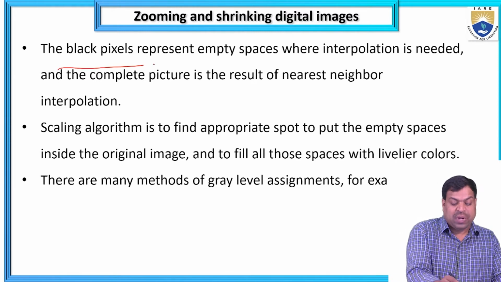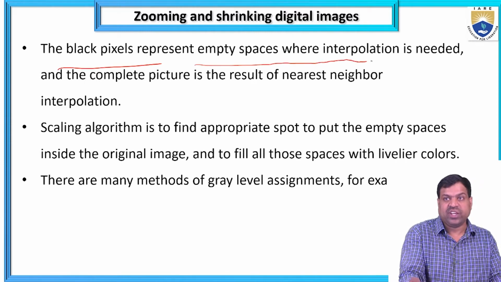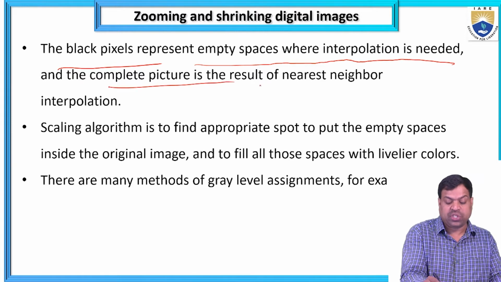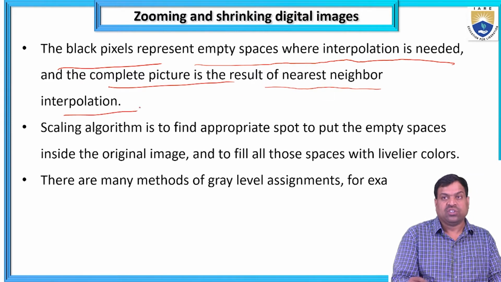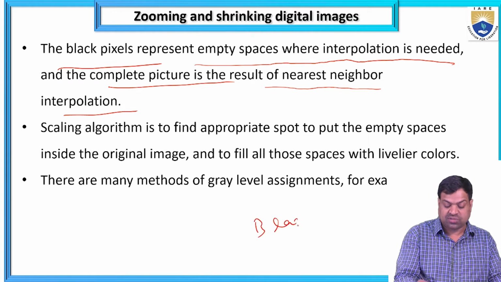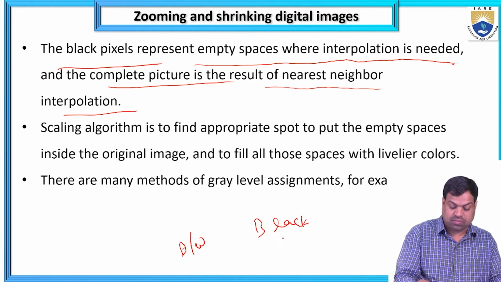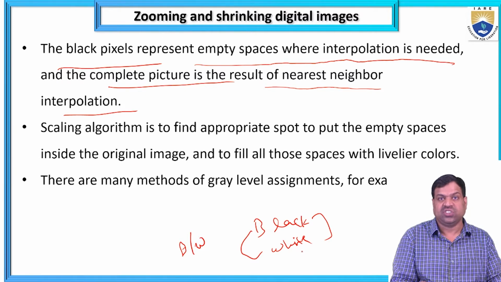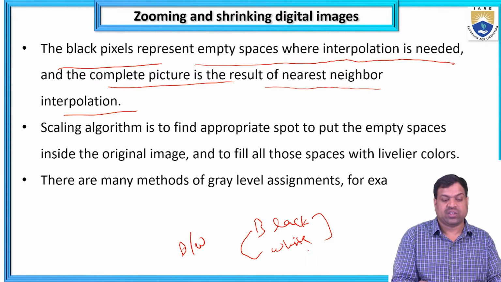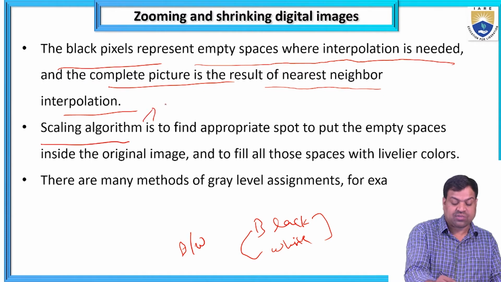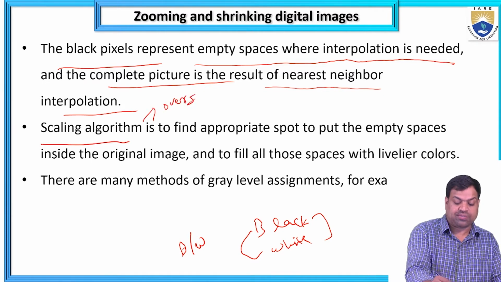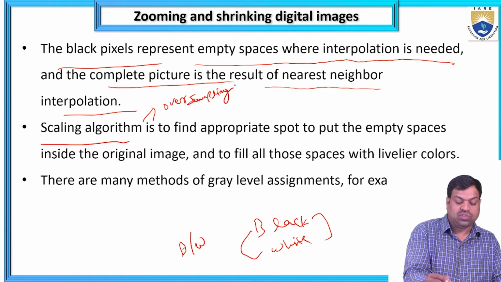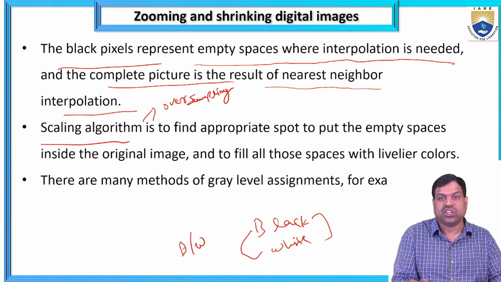The black pixels represent the empty spaces where interpolation is needed, and the complete picture is the result of nearest neighbor interpolation. So if I am taking a black and white picture, the black pixels represent empty spaces where interpolation is needed and the complete picture is the result of nearest neighbor interpolation. And the scaling algorithm, already we discussed, scaling is oversampling. The scaling algorithm is used for the zooming and shrinkage process.